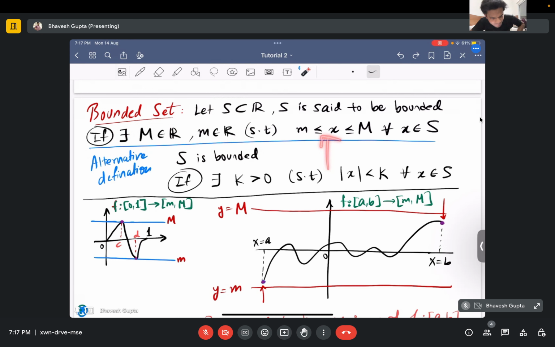I hope everybody gets this idea. I just need one thumbs up that you got the idea of a bounded set, because over here it seems very obvious, but I don't want you guys to forget this definition in the exam, because again this might be one of your MCQs in which they will change some notation.